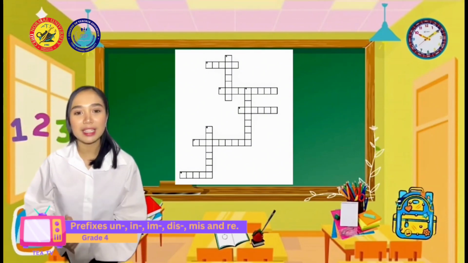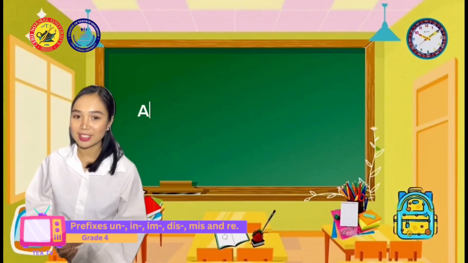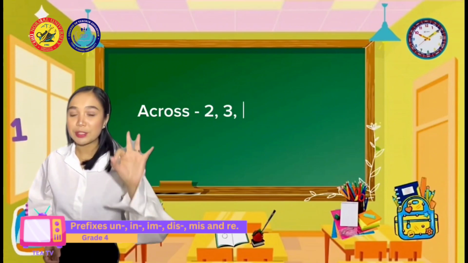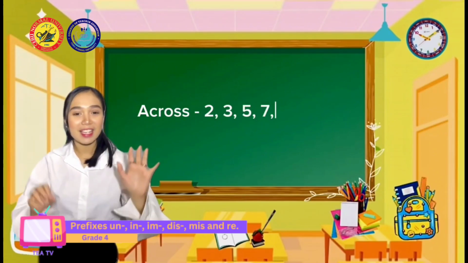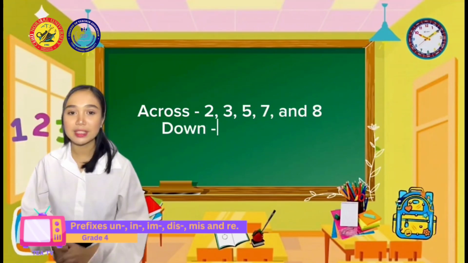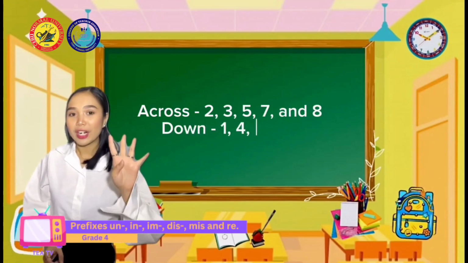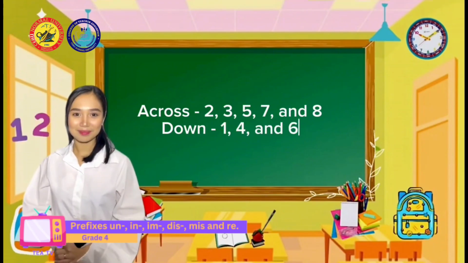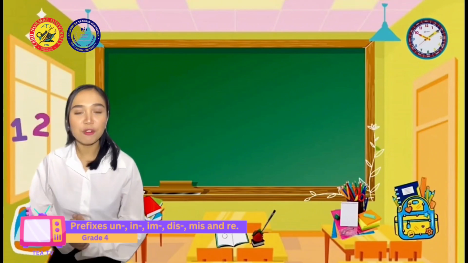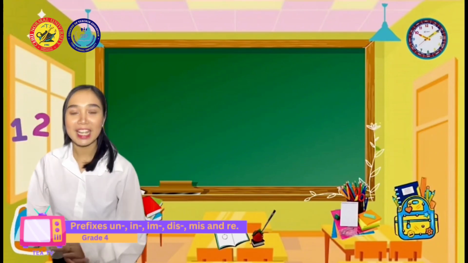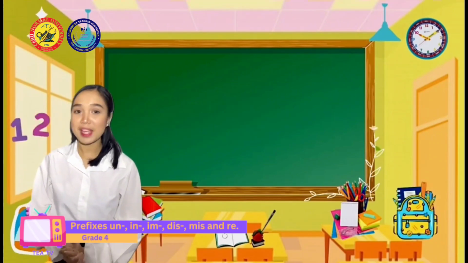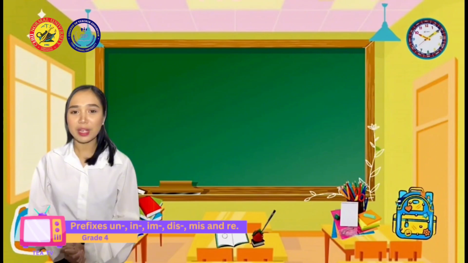So here's how they are set up. For the across section, we have numbers 2, 3, 5, 7, and 8. And for the down section, you will find numbers 1, 4, and 6. Now, let me explain what each clue means. For across, number 2, not see. It means something that you can see. So what prefix makes something not happen when you see it?